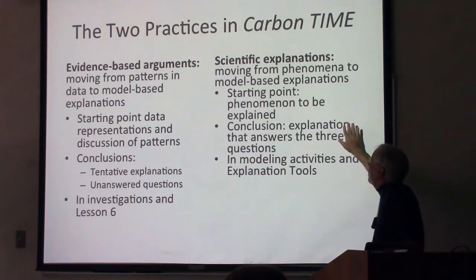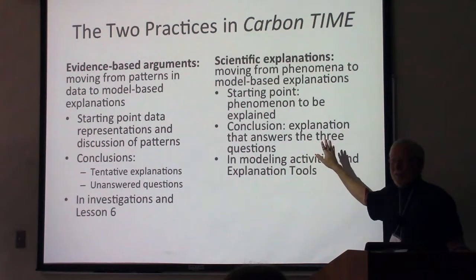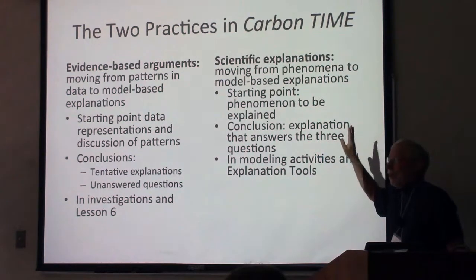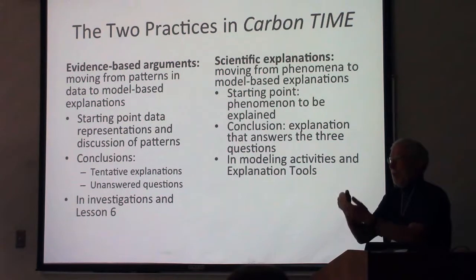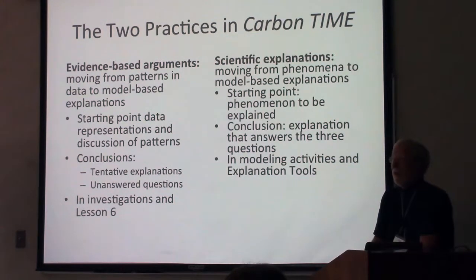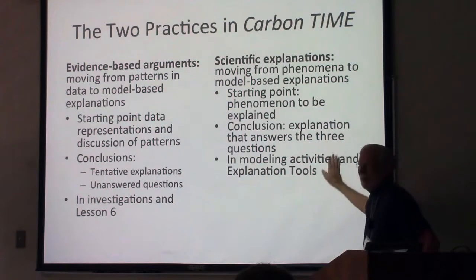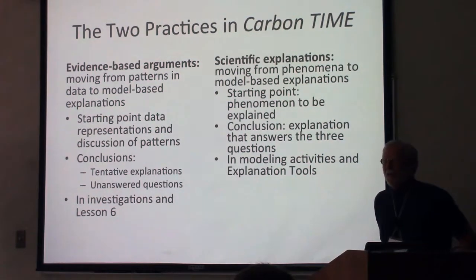Then explanations move the other direction. This is saying, okay, you know the model, now here's a new phenomenon. The mealworms are growing, the mealworms are moving, the mealworms are digesting food. Let's see if we can use the model to explain that. So it starts with the model known, and the phenomenon is the new thing that you have to explain. That's the basic distinction between evidence-based arguments and explanations. Make sense?